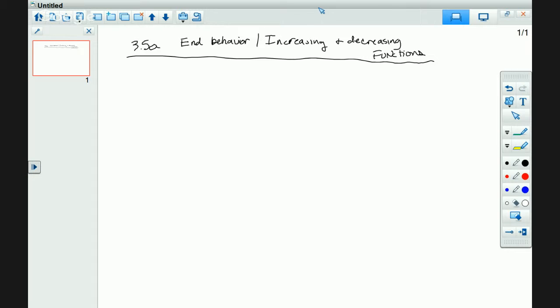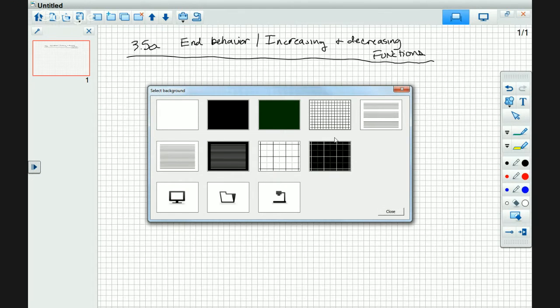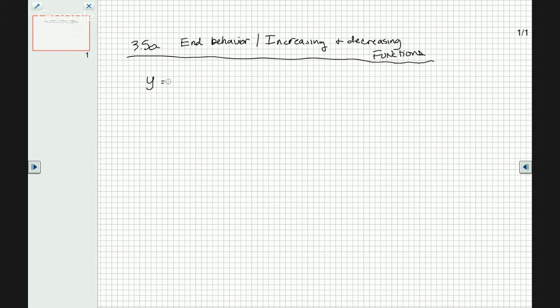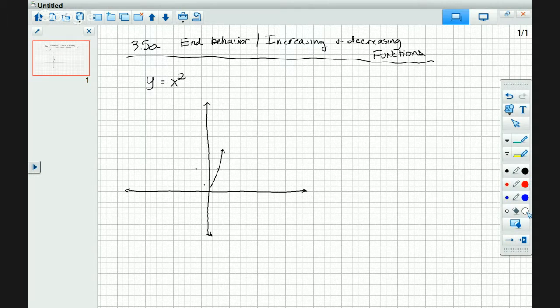Let me draw a basic one. Go ahead and put y equals x squared on your paper. This is a sketch of y equals x squared.